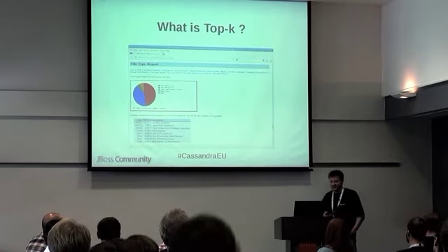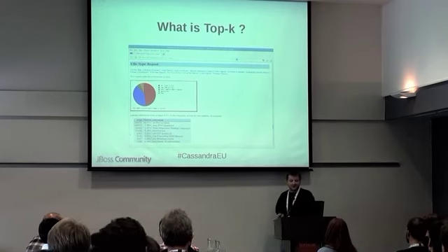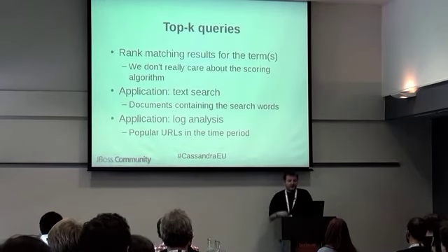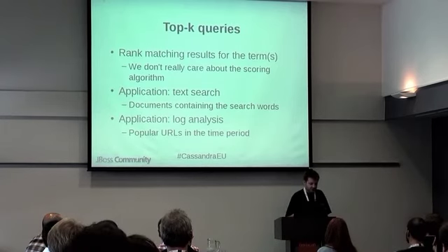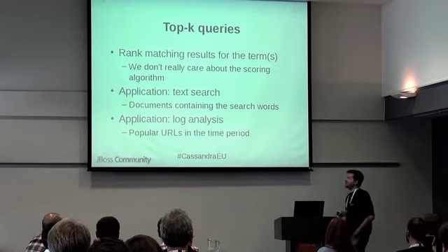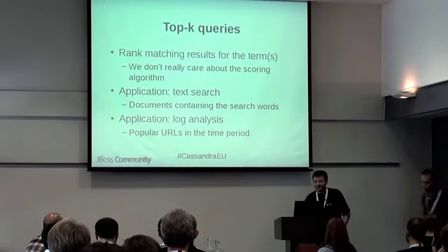Top K queries have been around for ages and ages, and this is really about how do we adapt them to work on Cassandra. So we're not too concerned about the scoring algorithm for this presentation. Things have a score. We don't really care how it's arrived at. It could be PageRank. It could be simply counting things that have occurred from a log file.